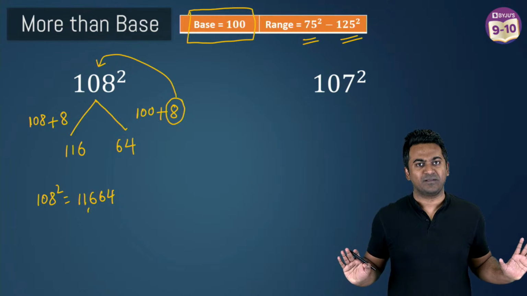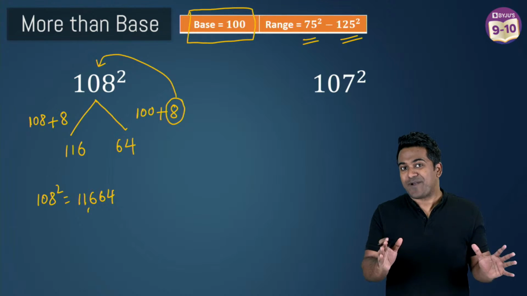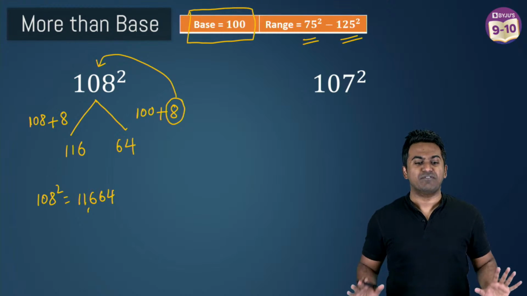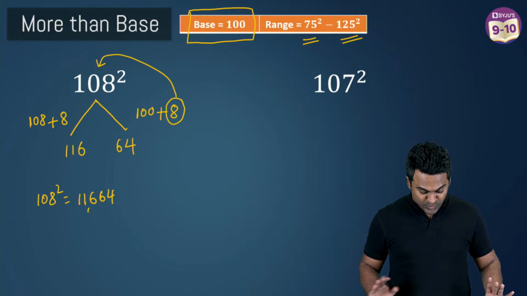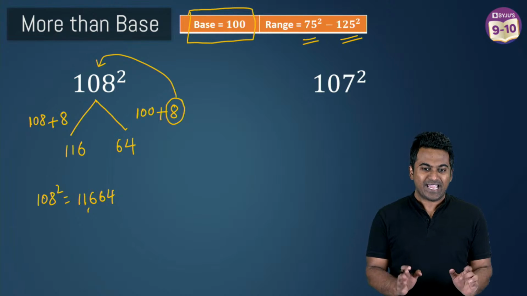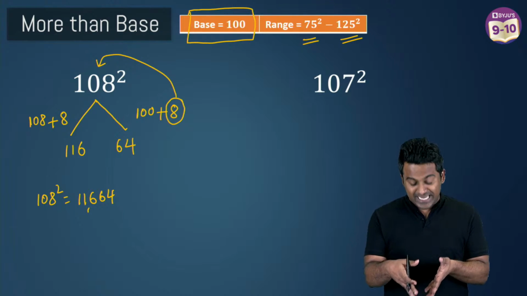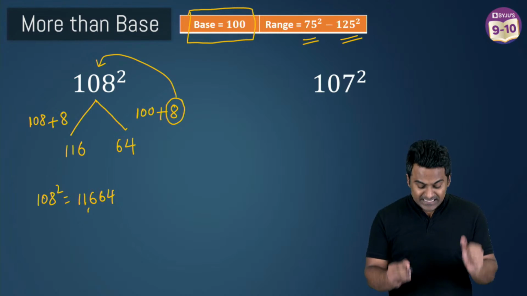As simple as that. So you see, with enough practice, you will be able to calculate it in less than 5 seconds. I promise you that. So you see how quickly we've got the answer. Let's apply this similar technique now to 107 square.